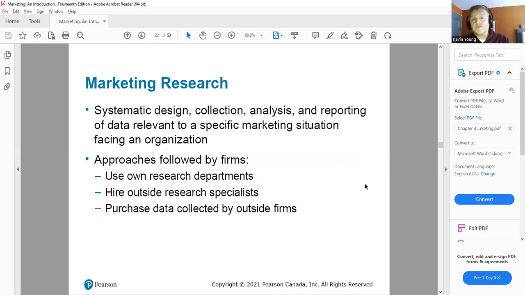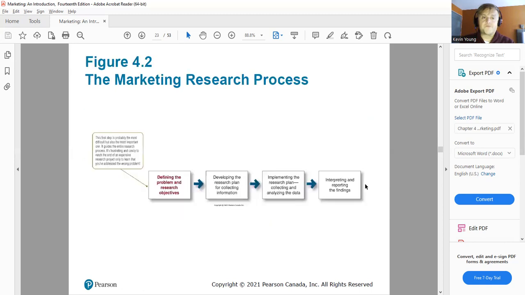Marketing research. This is the systematic design, collection, analysis, and reporting of data relevant to a specific marketing situation facing an organization. Approaches followed by firms include: they use their own research departments, they will hire outside research specialists, such as outsourcing, and they will also purchase data collected by outside firms.